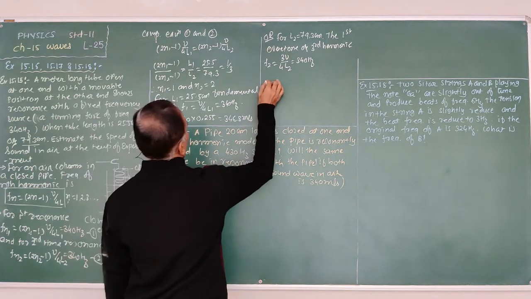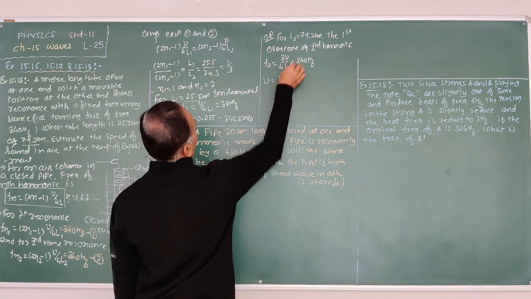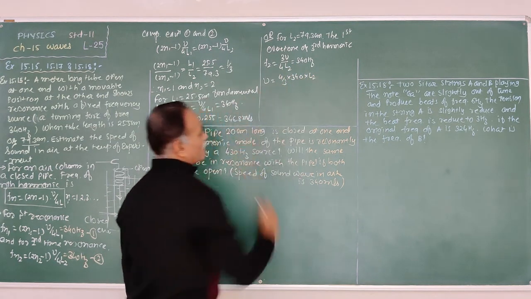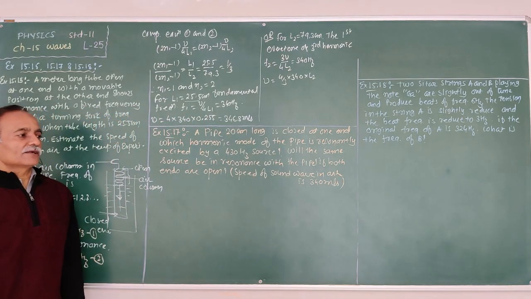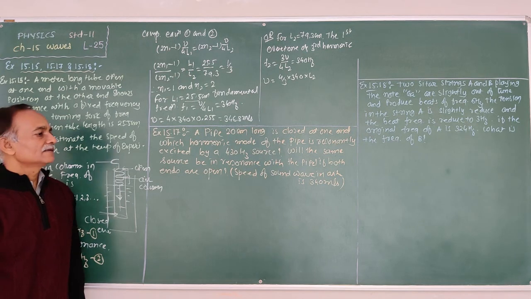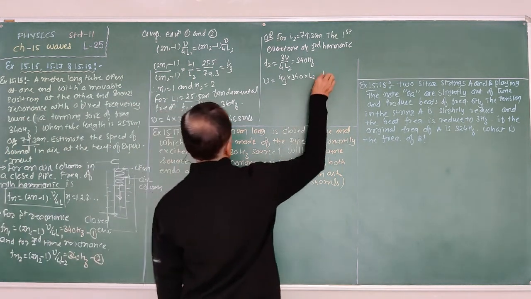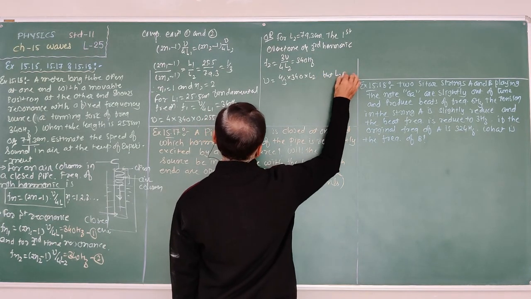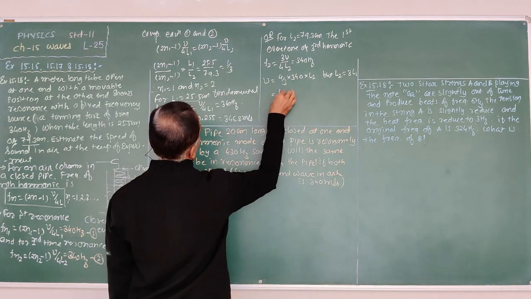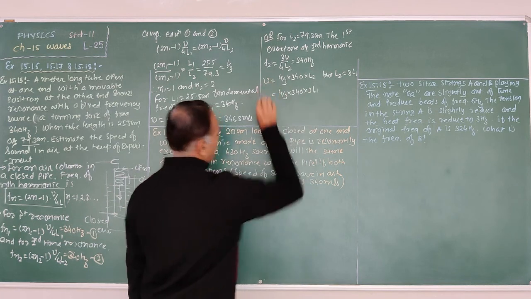Therefore, V is equal to 4 by 3 into 340 into L2. But L2 is equal to 3 times L1. Therefore, V is equal to 4 by 3 into 340 into 3 L1.